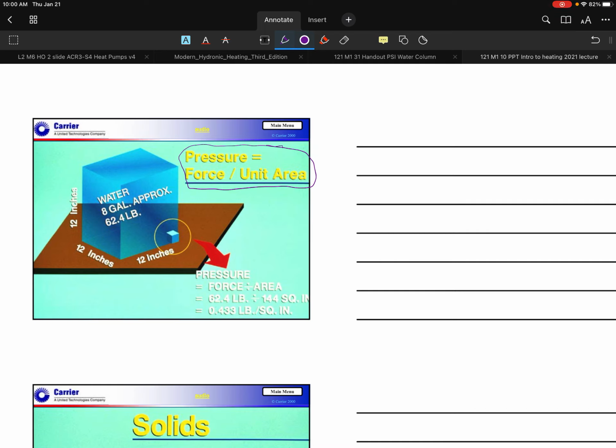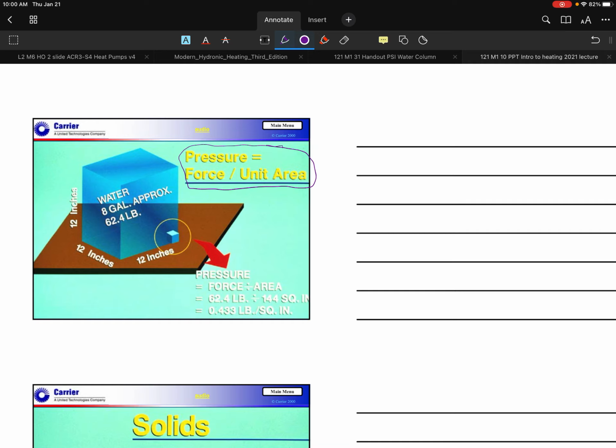Most of us think of pressure in PSI, in inches of water column, or feet of water. There are so many different units of measuring pressure that we use in our field. Probably the most common are inches of water column as well as PSI. So we'll start with PSI.